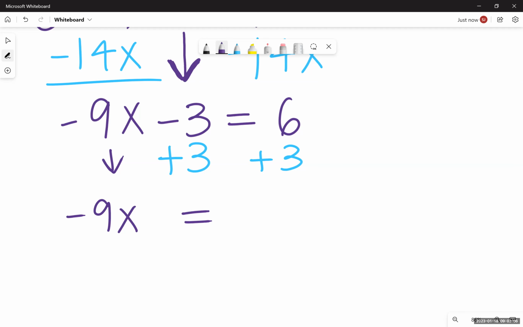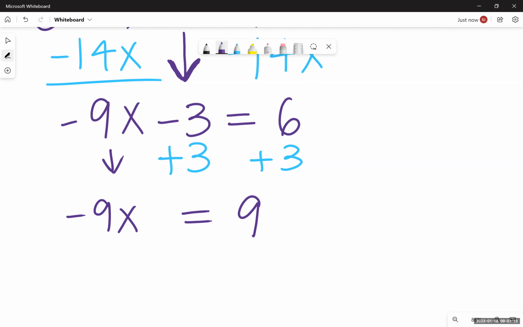Okay. Over here now on the right-hand side, what do I have? Which makes 9. And you don't really see it, but it's the same thing. Signs are the same, add and keep. These are both positive. Add them together, keep their sign.